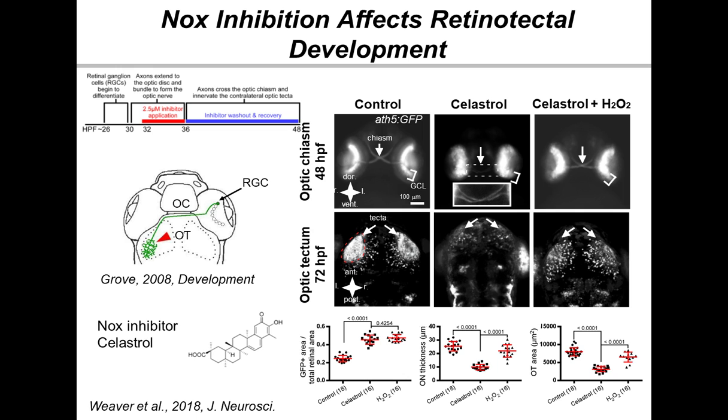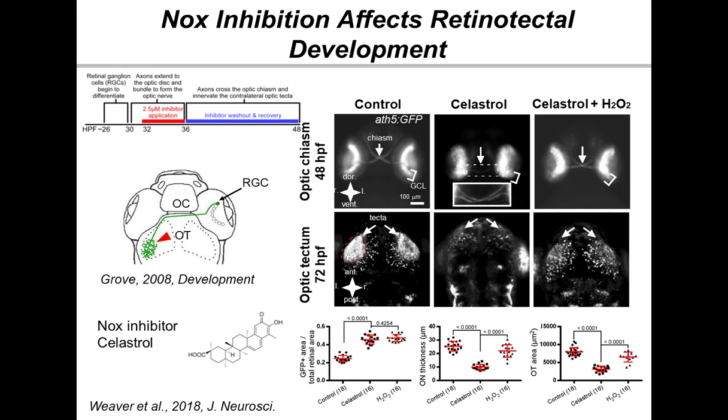Now, if these fish were treated with the Nox inhibitor celastrol, as indicated in the upper left, for 4 hours, then we see some major changes. The ganglion cell layer is widened, indicated by that bracket. You don't see the optic chiasm that well. It's still there. It's enhanced in the inset. And also the areas of the optic tectum that are innervated are smaller. Some of these effects can actually be rescued by treatment with hydrogen peroxide, such as the thickness of the optic nerve and the area of innervation in the tectum, but not the thickness of the ganglion cell layer.